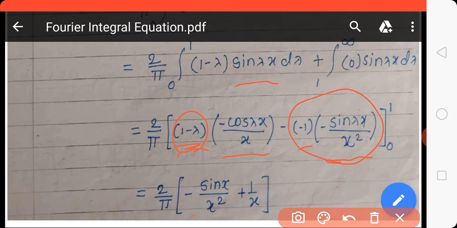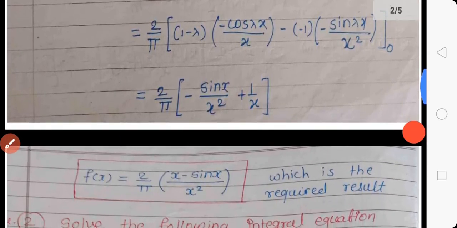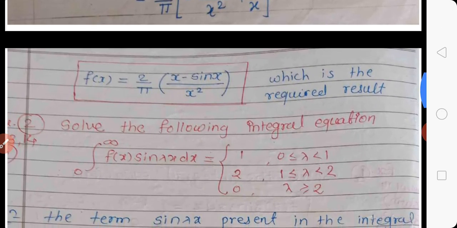And the lower limit, therefore we got minus minus plus. Therefore we got here 1 upon x. Therefore here we got the value of integration is 2 upon pi times (x minus sin x) upon x square, which is the required solution of the given integral equation. Now we see the next example.